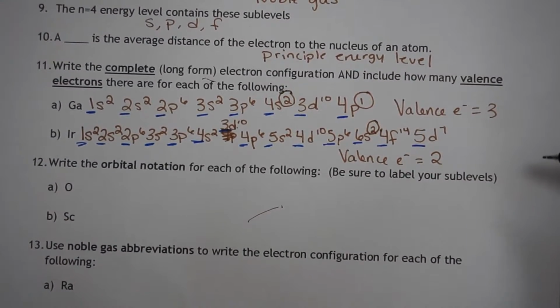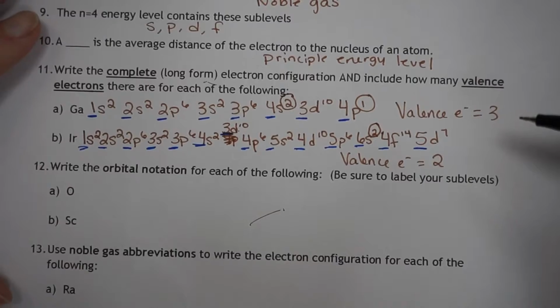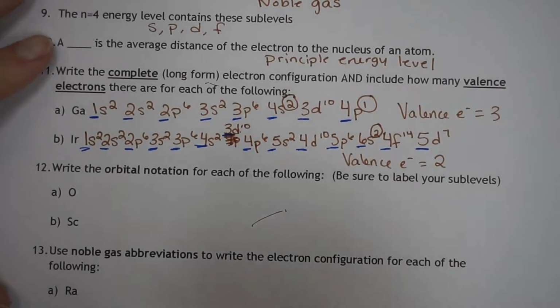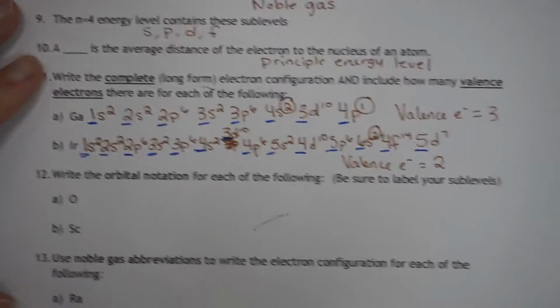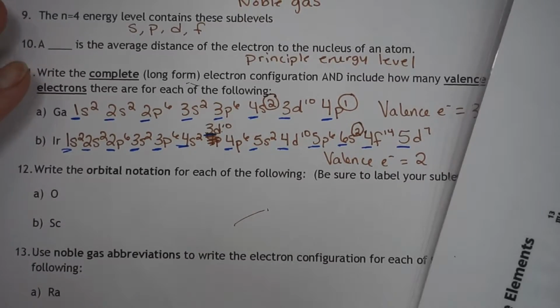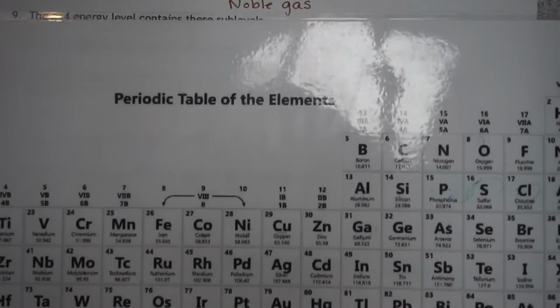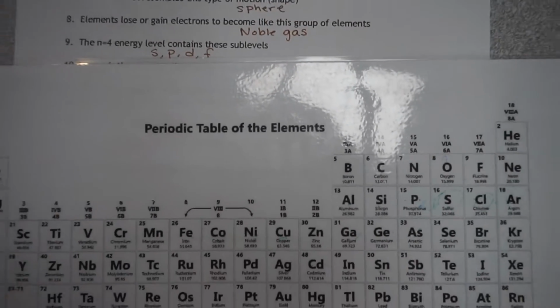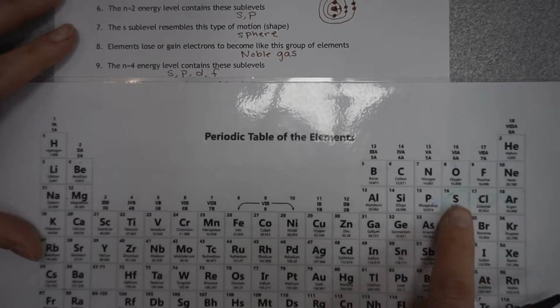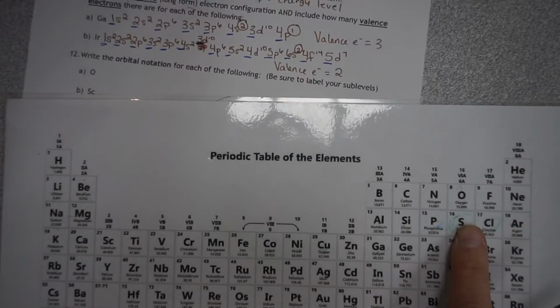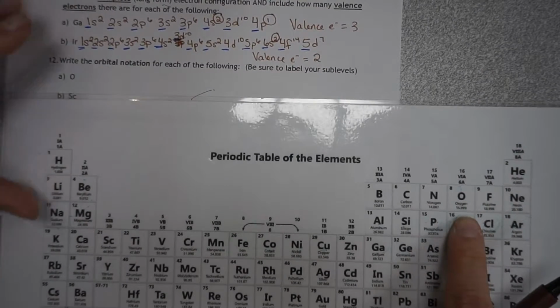All right, write the orbital notation for each of the following. Be sure to label your sublevels. Orbital notation, guys, in class I've taught you in circle form, but you can also do it in line form, as you have seen me do with the quantum numbers. So the first question's asking about the orbital notation for oxygen.